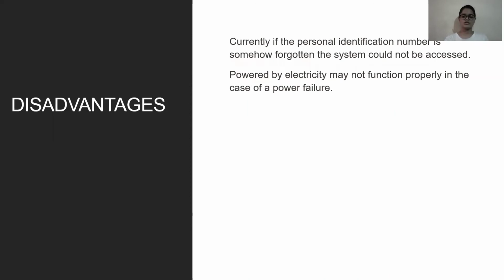Now we will see the disadvantages of the password door lock system. First, if the personal identification number is somehow forgotten, the system cannot be accessed. That is, if you forget the password, it is not possible to open the door. Second, being powered by electricity, it may not function properly in the case of power failure.